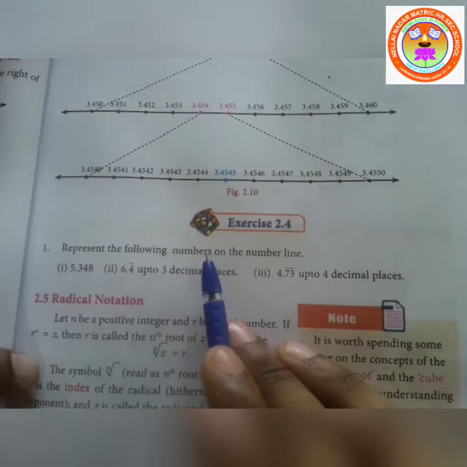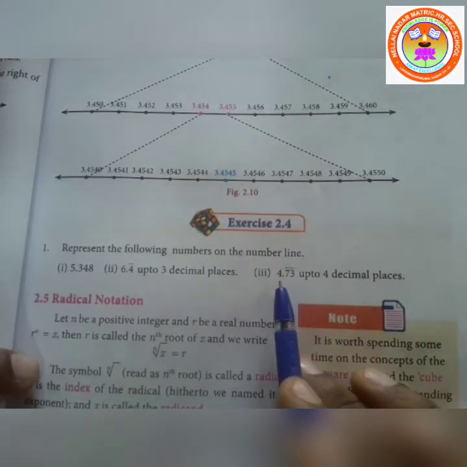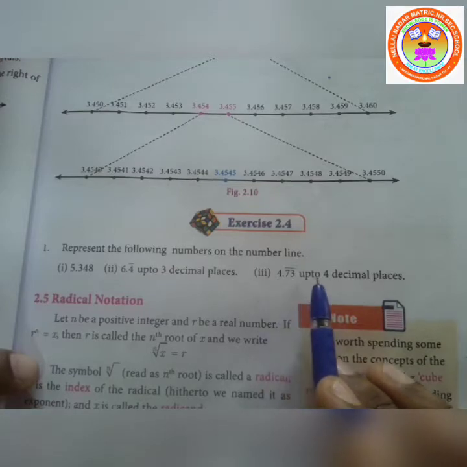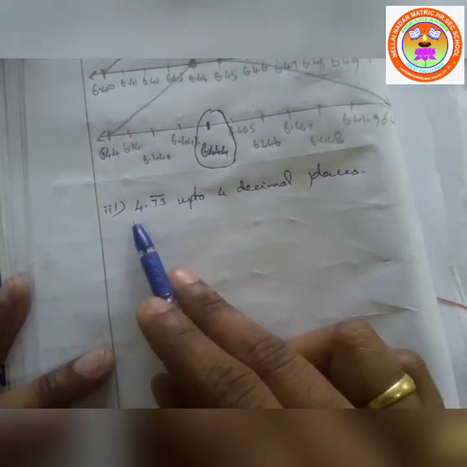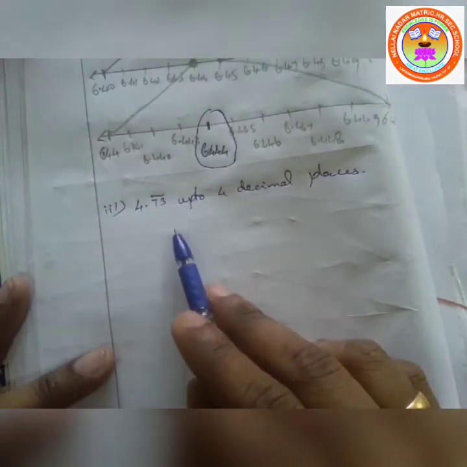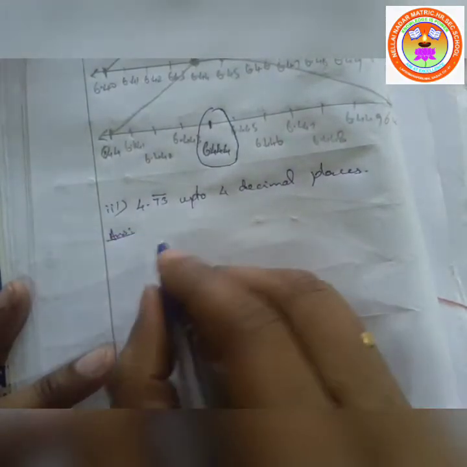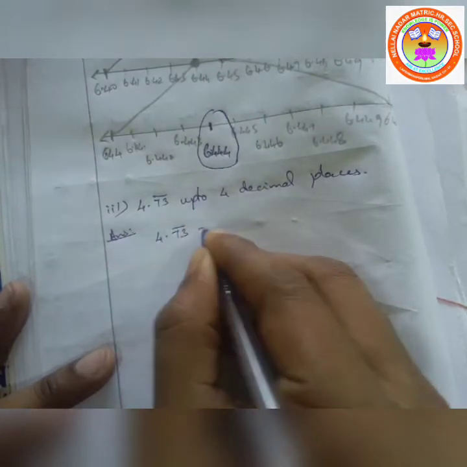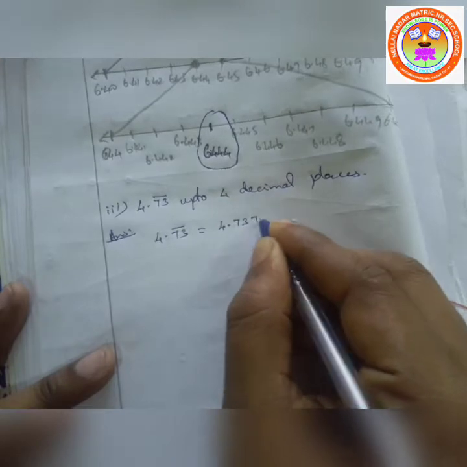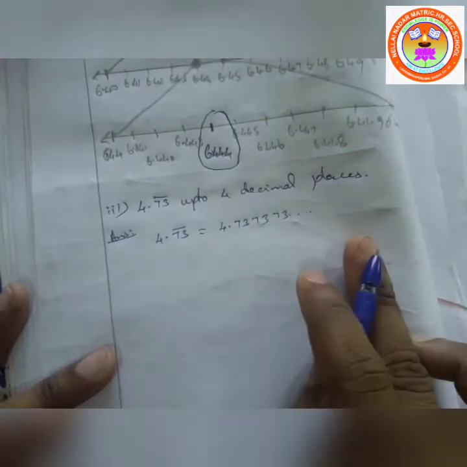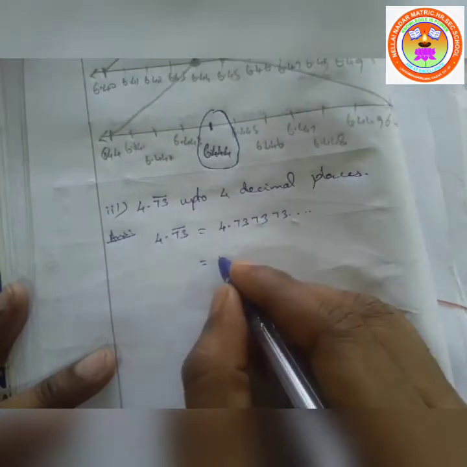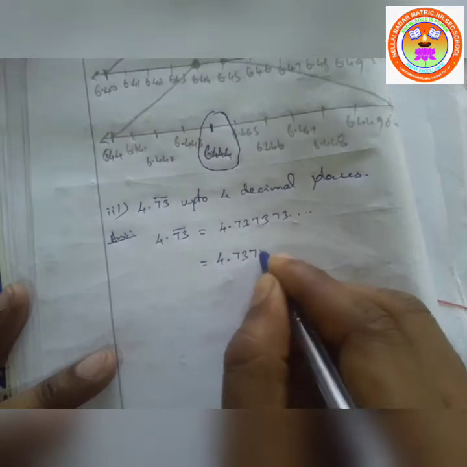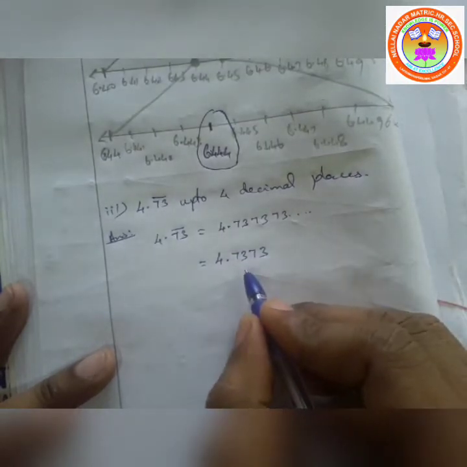Now we will move on to the next question. Represent the following number on the number line. Third subdivision: 4.73 bar up to 4 decimal places. Answer: what do we have to write now? 4.73 bar means 4.73, 73, 73. The 73 will repeat. Now they have asked us to take 4 decimal places. So 4.7373. These are all 4 decimal places.